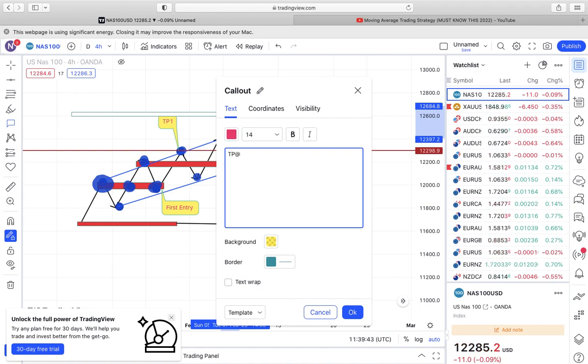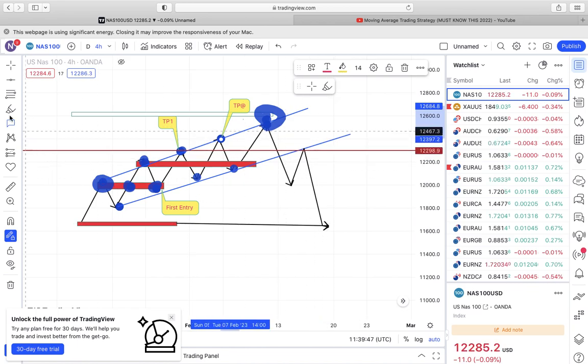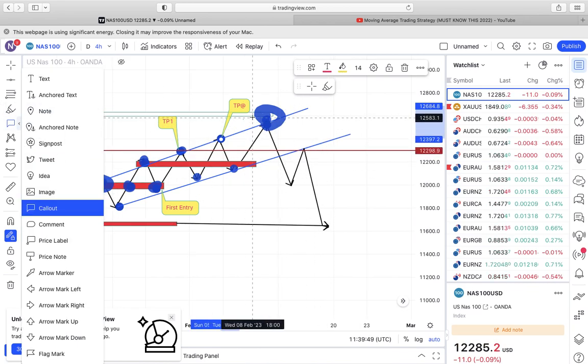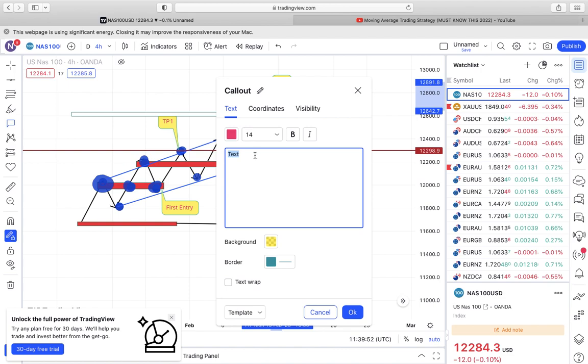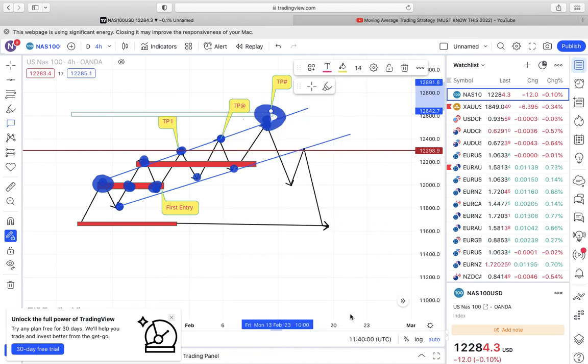TP2. Then we have TP3. Now it is always said very well that only TP1 is guaranteed. These other ones are never guaranteed. You know very well that these ones are never guaranteed. As you know, this is TP4.